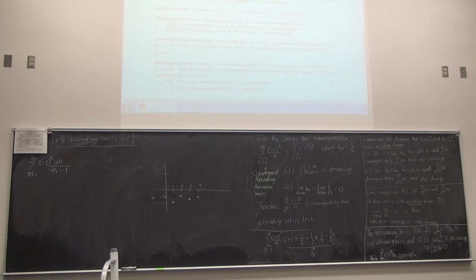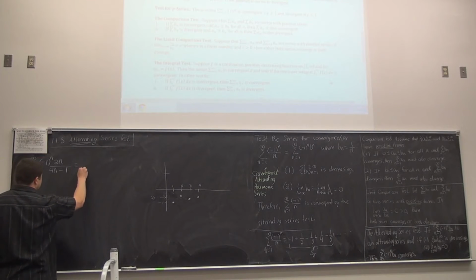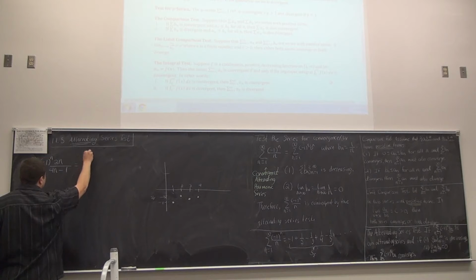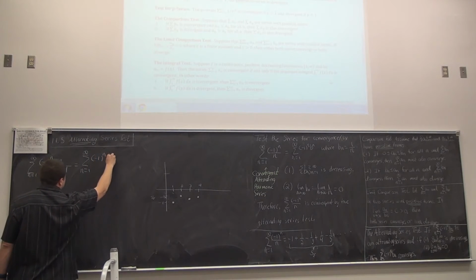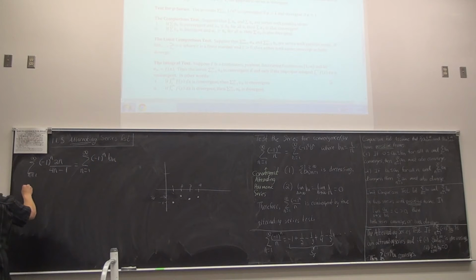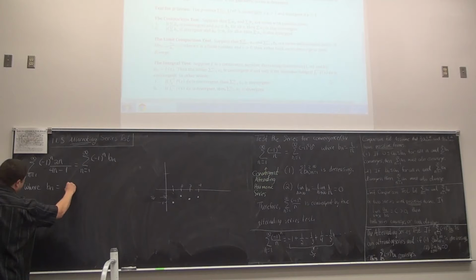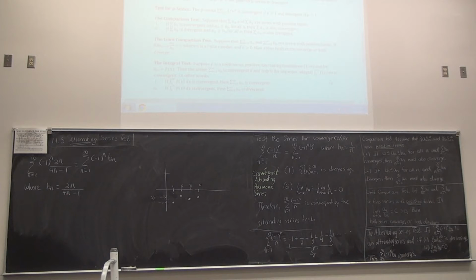And again, probably the very first thing you want to do to this is determine what the b sub n is. It is alternating, so I'd be thinking of the alternating series test, which means we should be able to write it as the summation as n goes from 1 to infinity of negative 1 to the n times b sub n, where b sub n is 2n divided by 4n minus 1. So that'd be my very first step.